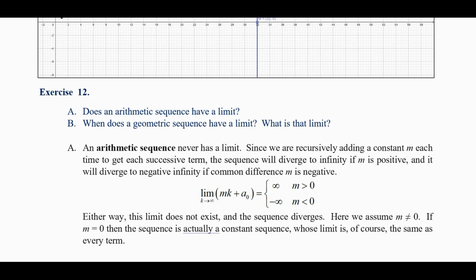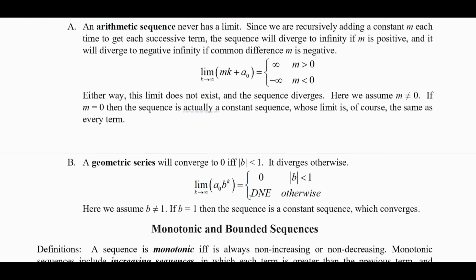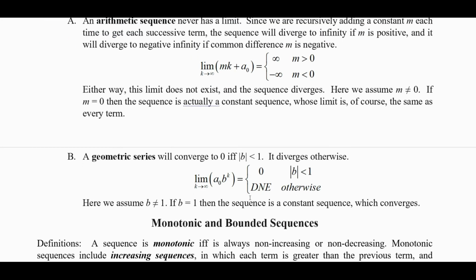Now here you notice we skipped m equals 0. If m equals 0, this arithmetic sequence really isn't arithmetic anymore. It degenerates down to a constant sequence, and that, of course, does have a limit. For whatever that first term is, all the terms are the same, and of course that's the limit. But if we ignore that degenerate setting, every truly arithmetic one never has a limit.